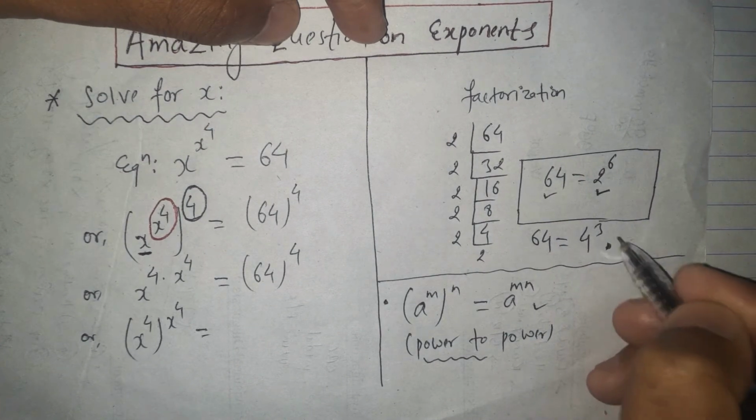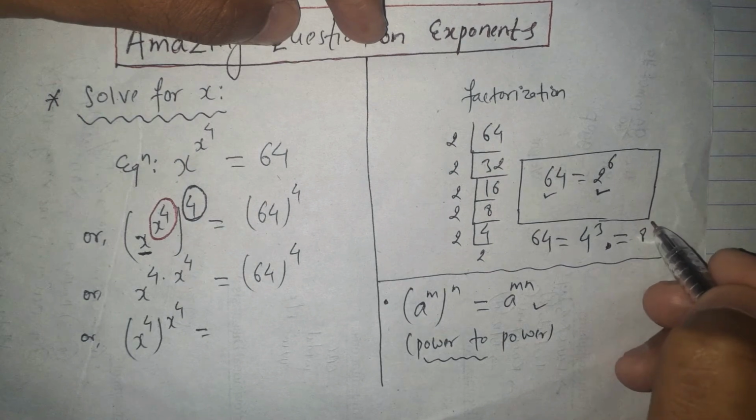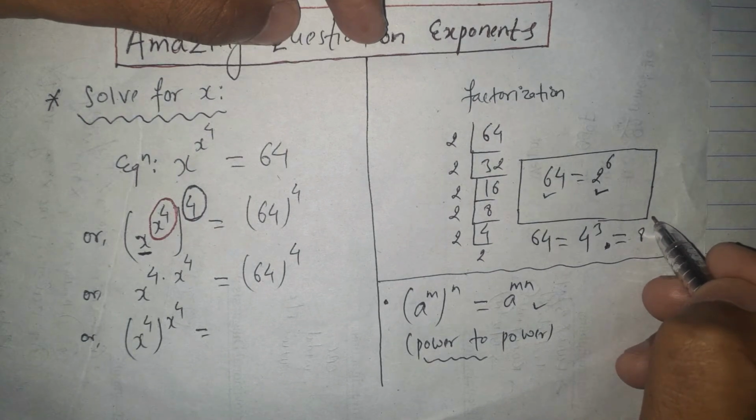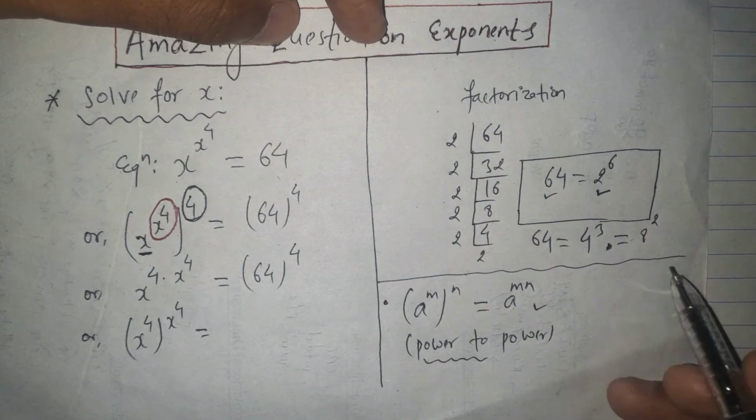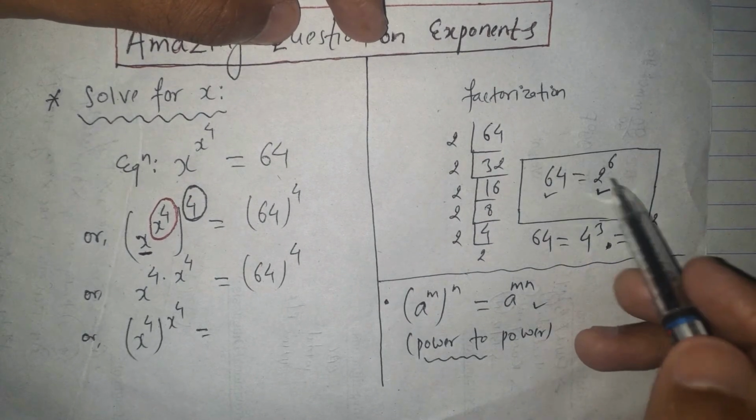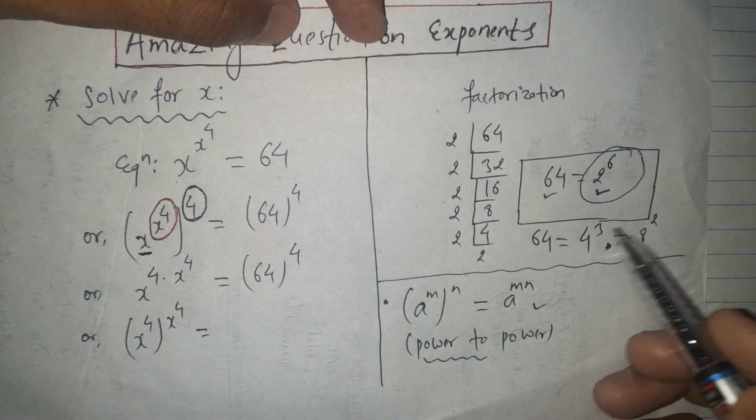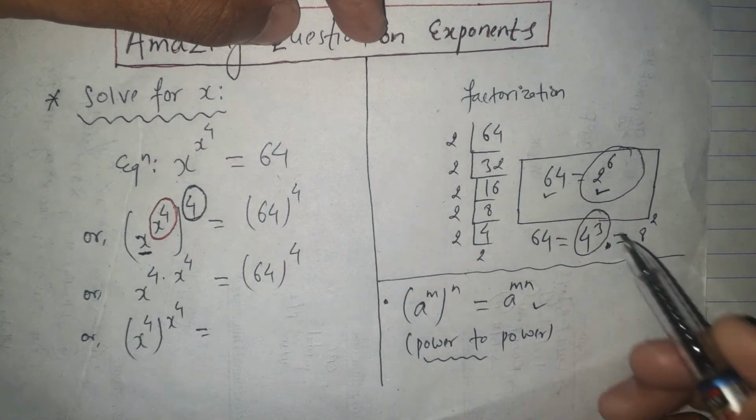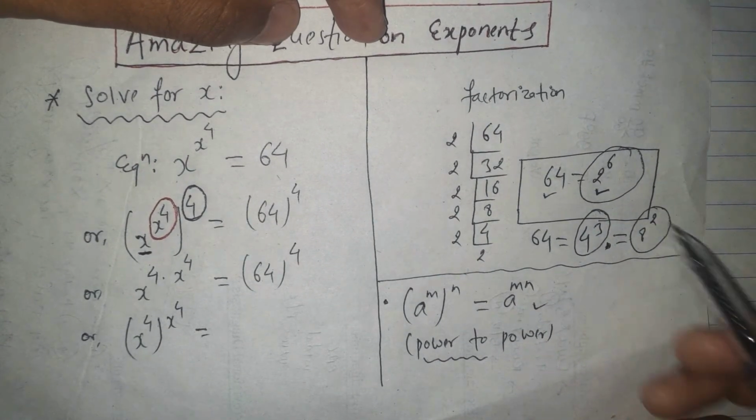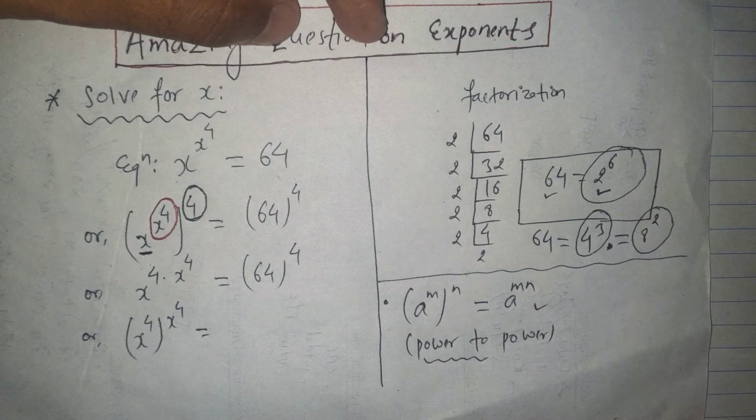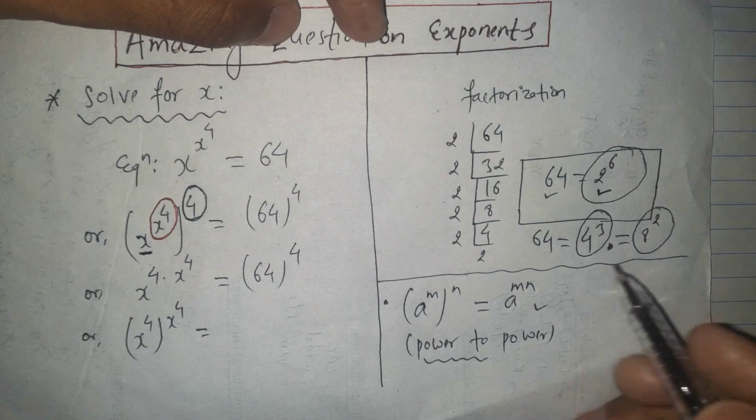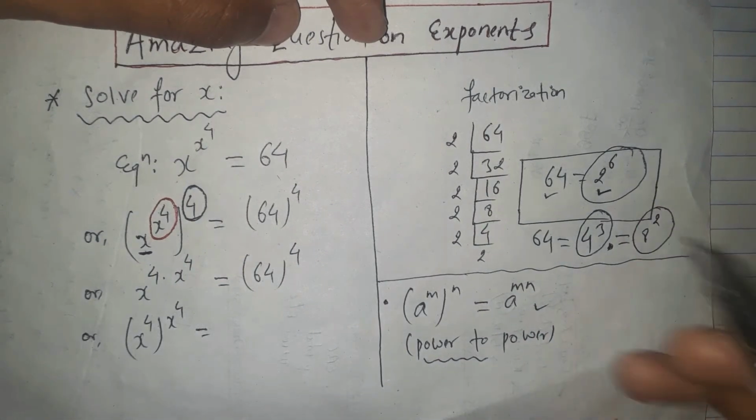and it is also the same as 8 to the power 2. Here we just write the exponent forms of 64. One is 2 raised to the power 6, another is 4 raised to the power 3, and the next one is 8 raised to the power 2. These are the possible equivalent values of 64 in power form.